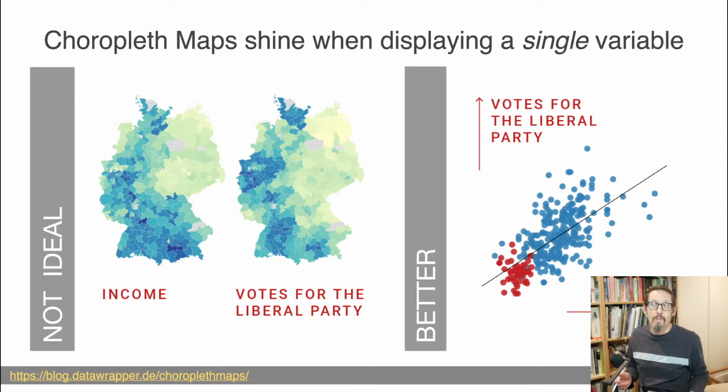Choropleth maps are really for showing you a single variable. It's hard to compare two maps side by side like we see here. In fact, it would be generally better, if you're trying to show relationships between two variables, to go back to our old standby, the scatter plot. Okay?